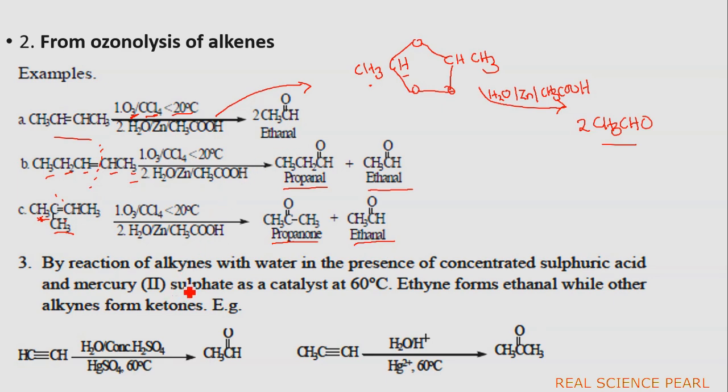Then we have another reaction, which is the reaction of alkynes, where we react any alkyne with water, concentrated sulfuric acid and mercury sulfate at a temperature of 60 degrees. Then we can get either an aldehyde or a ketone. For example, if I use ethyne, I'll be able to get ethanal, but in case I use propyne here, I'm able to obtain propanone. Now let me show you how this reaction is going to occur. How it occurs is very simple.